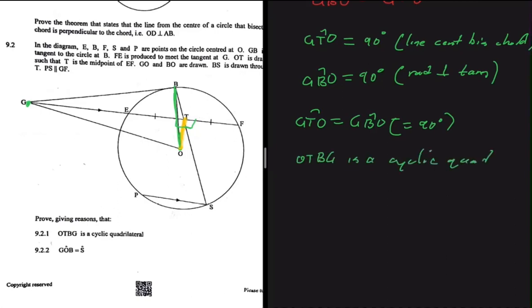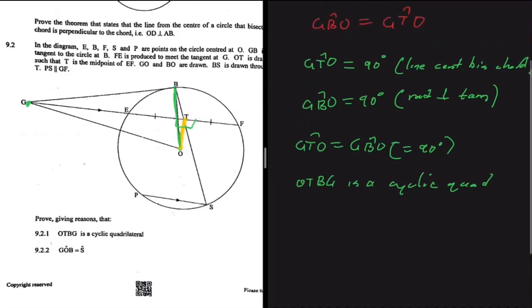It's a cyclic quad because clearly GBO and GTO are lying on the same segment. Now we can do 9.2.2 because we have proved beyond reasonable doubt that OTBG is a cyclic quad. So 9.2.2 is saying that let's prove that GOB. So let's just get rid of that. We have GOB here. So here's GOB.